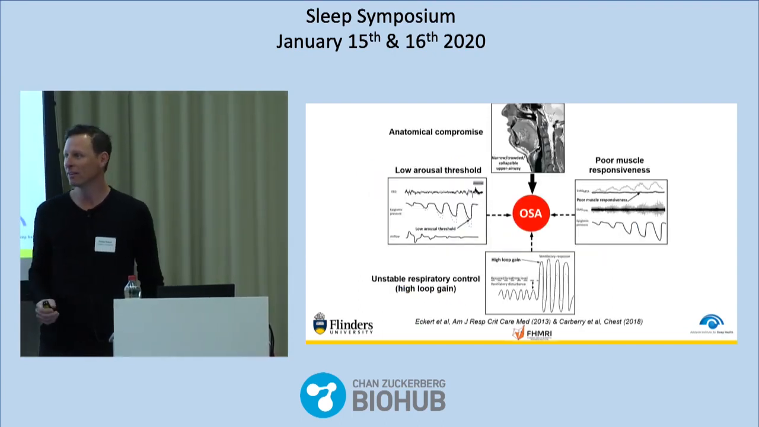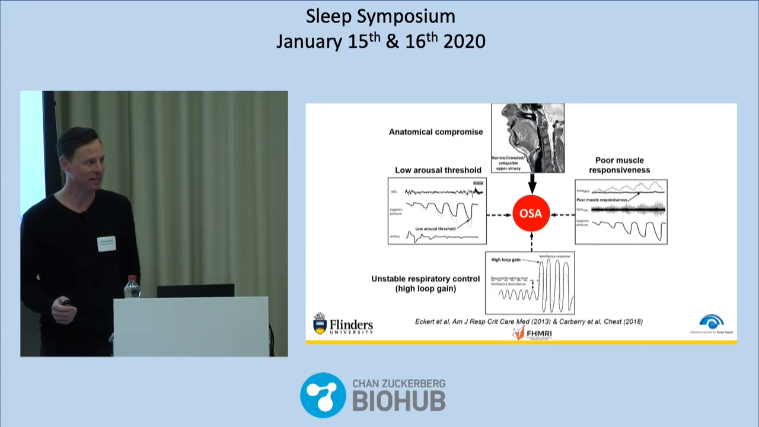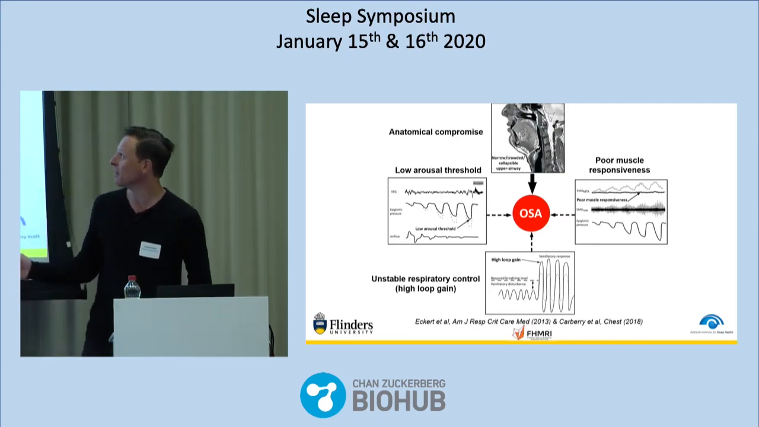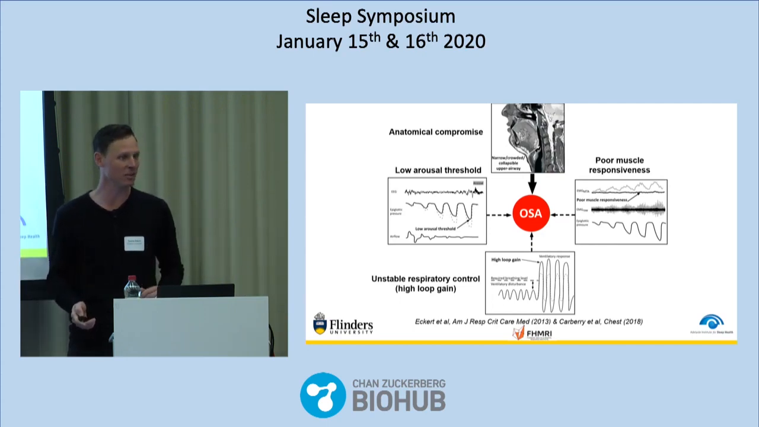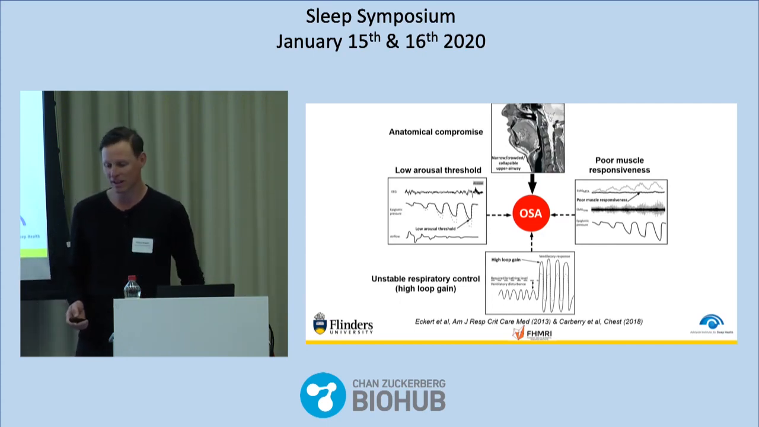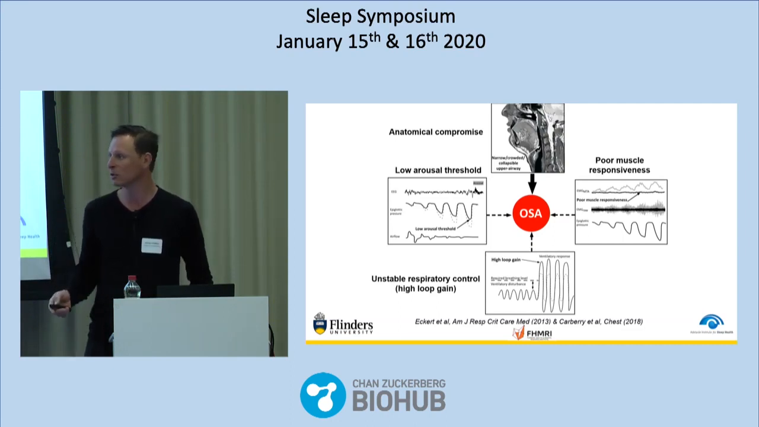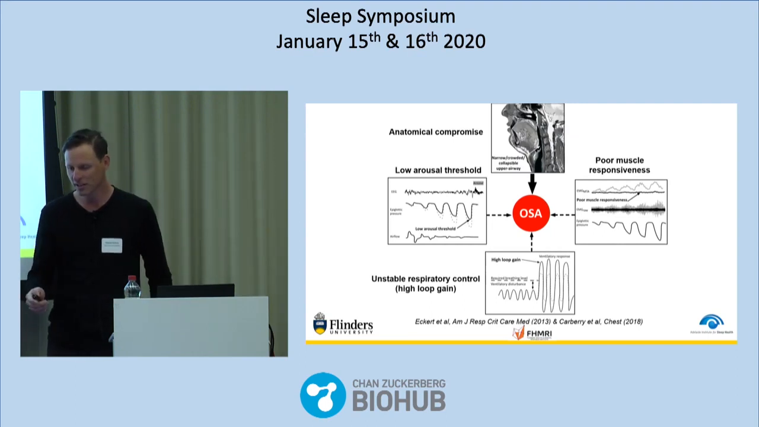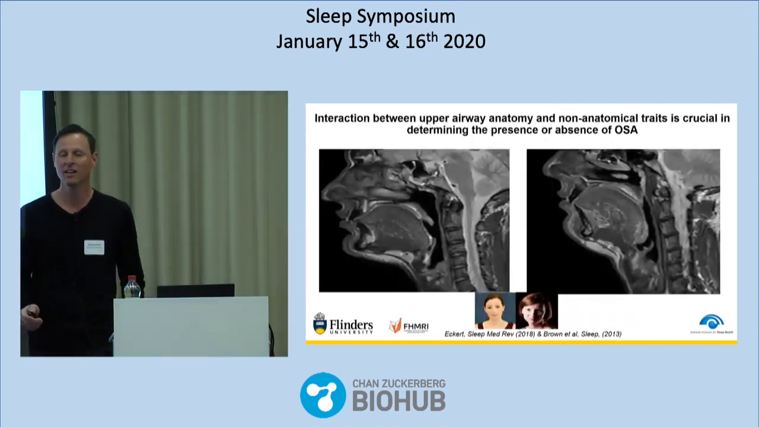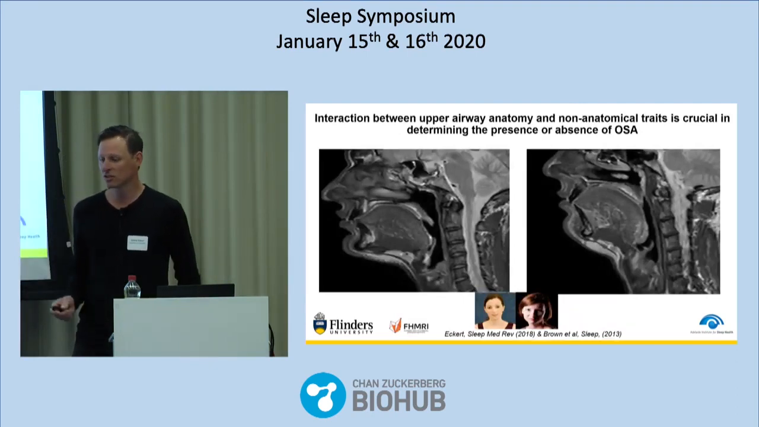So here are the 4 main reasons why we think people get sleep apnea now. Clearly you need some anatomical predisposition in the upper airway structures, but we now know much more about these non-anatomical traits as well, that being a low arousal threshold, unstable control of breathing, and poor upper airway muscle responsiveness, which I'll talk about. So this is the model that we think about now. And I think this summarizes it quite nicely.